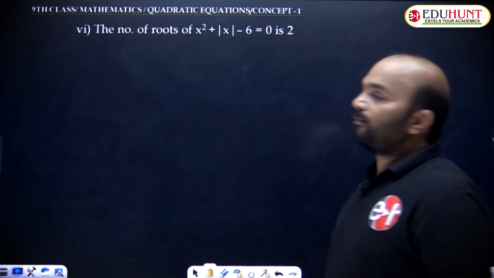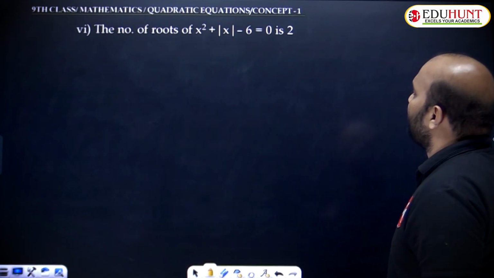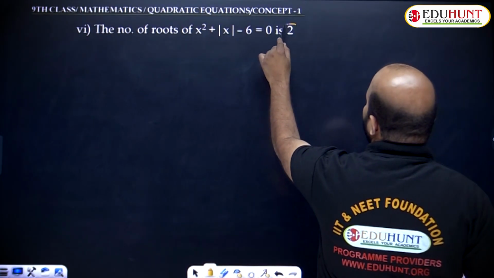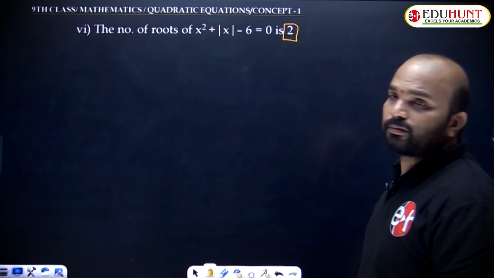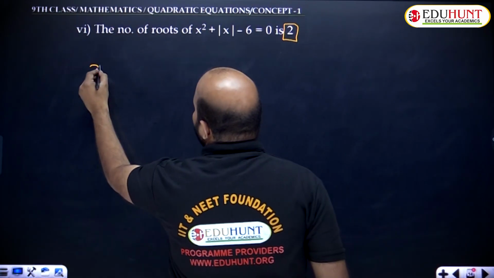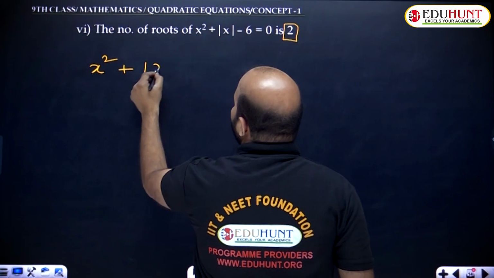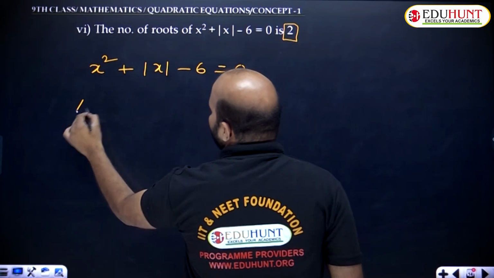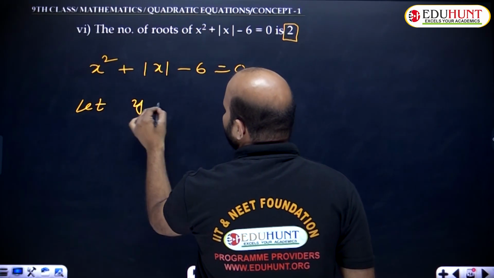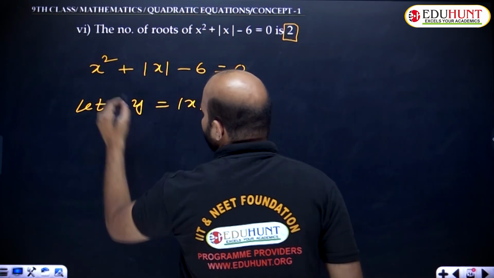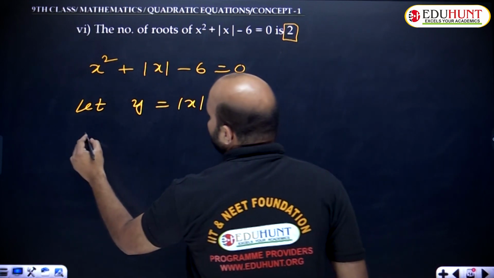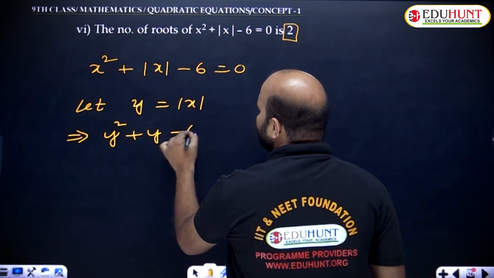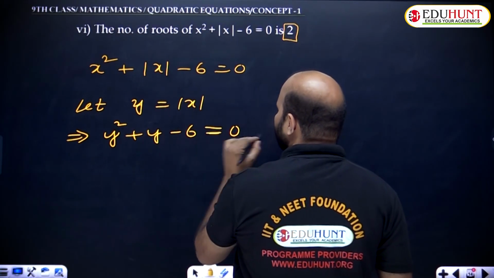Next one. Fourth one: the number of roots of x square plus mod x minus 6 equal to 0 is 2. So the given quadratic equation contains how many roots? 2 roots. One should check that. So given quadratic equation x square plus mod x minus 6 equals 0, let y equal to mod x. Now the equation written in terms of y is y square plus y minus 6 equals 0. So this is a quadratic equation.